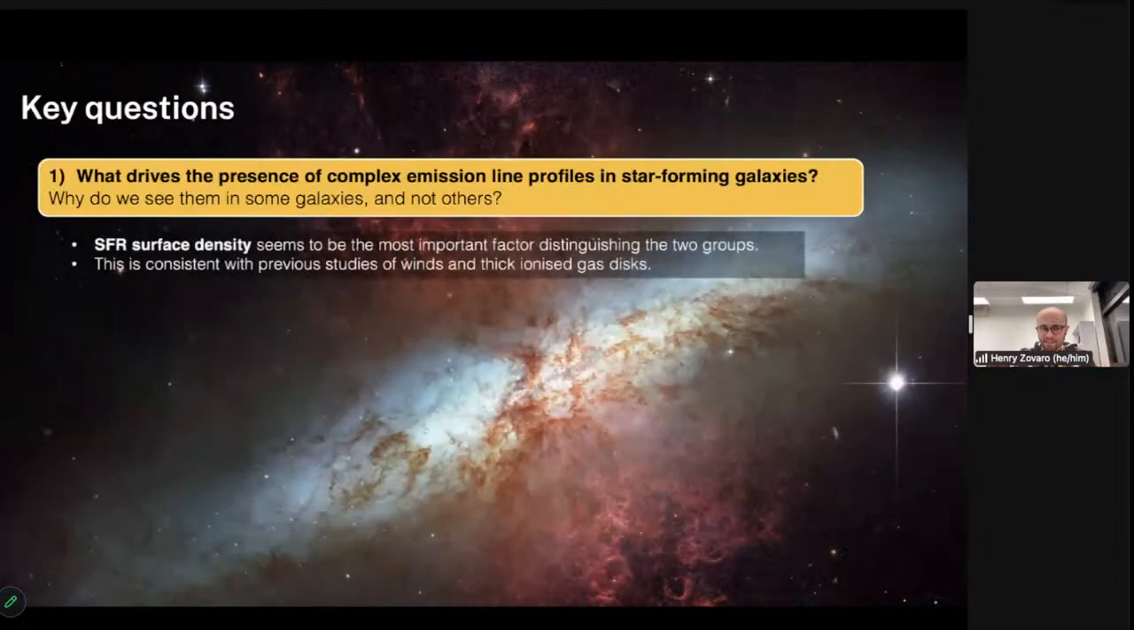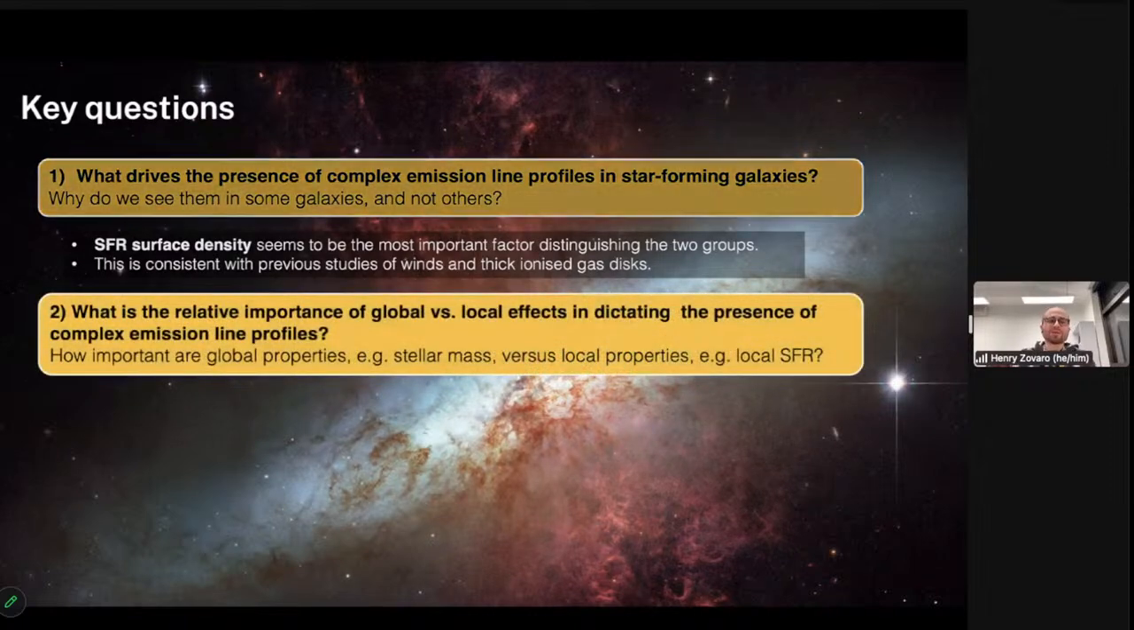So the answer to this first question is that star formation rate surface density appears to be the most important factor that distinguishes galaxies with respect to how many complex emission line profiles they have. And this is consistent with previous studies, which is a really nice result. We can now move on to the next question, which is: what is the relative importance of global versus local effects in dictating the presence of complex emission line profiles?